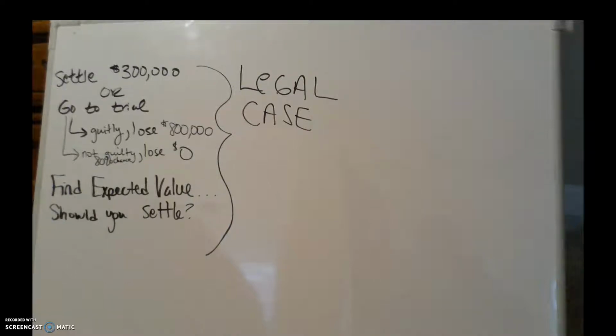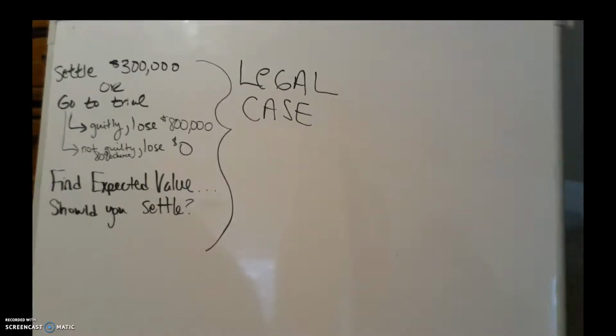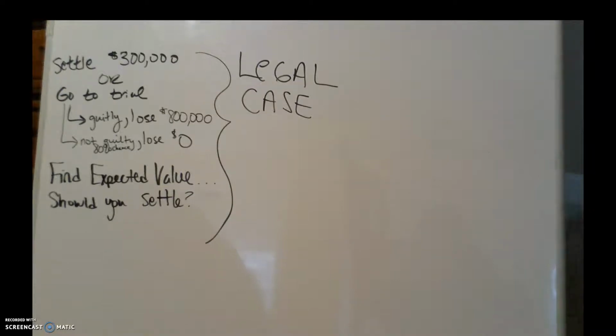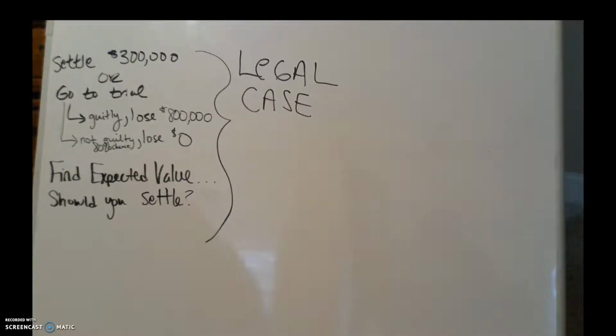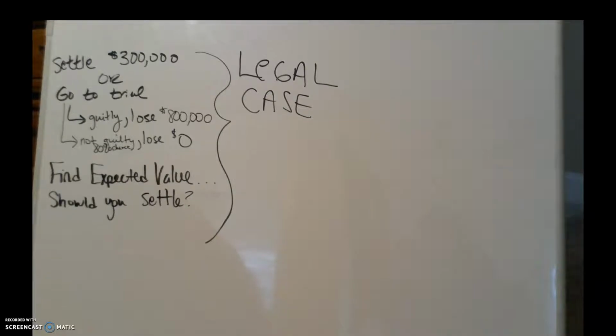Okay, in this problem, we're going to look at expected value, and this would be an example of a legal case. So maybe you're a lawyer and you're trying to advise your client. Say if they settle out of court, it's going to cost them $300,000 to do so. But if they go to trial, there's a possibility that it comes back guilty, in which case they lose $800,000. And then there's a possibility that it comes back not guilty, and they lose nothing. Obviously, they're going to lose the legal fees to you regardless of whether they settle or not.